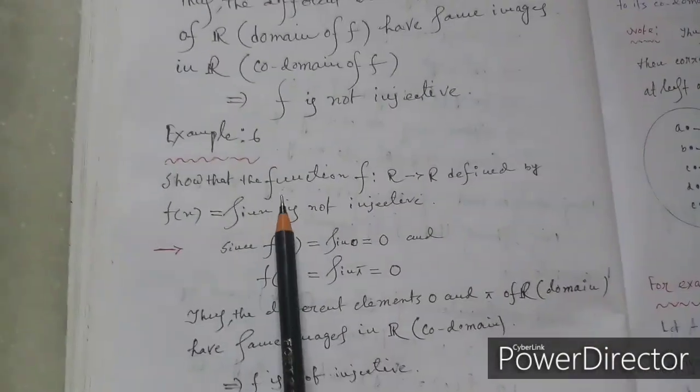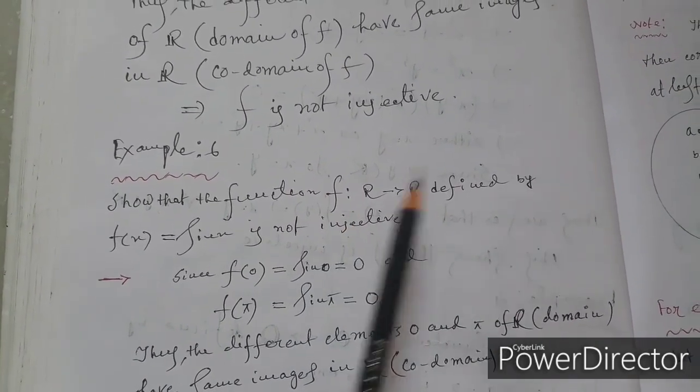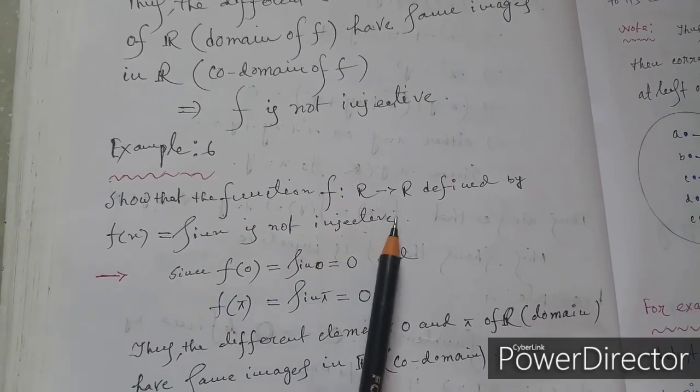Now next problem, show that the function f from R to R defined by f(x) equals sin x is not injective.